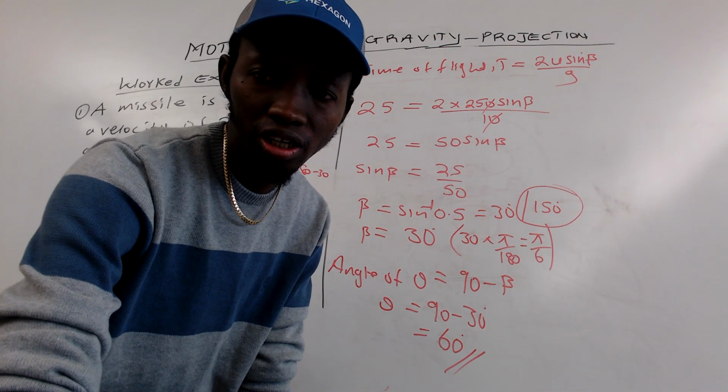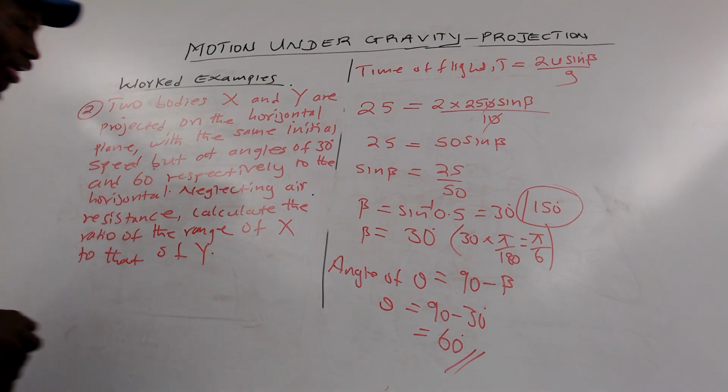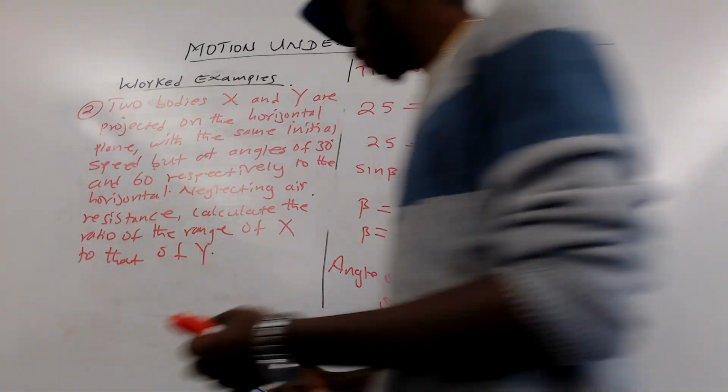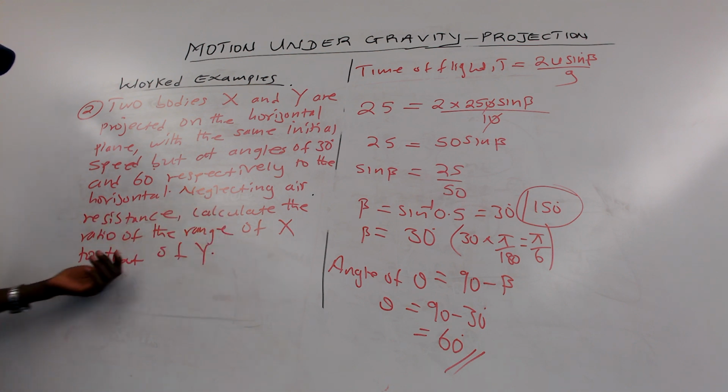Let's try the second example. So we continue. We consider example 2 again. Example 2 reads: two bodies, X and Y, are projected on the horizontal plane with the same initial speed, at angles of 30 degrees and 60 degrees respectively to the horizontal. Neglecting air resistance, calculate the ratio of the range of X to that of Y.